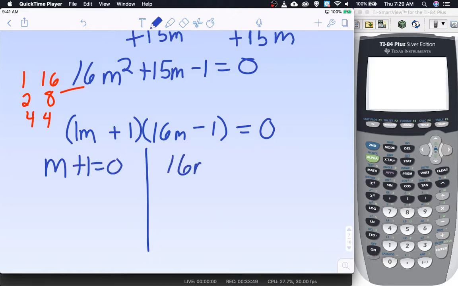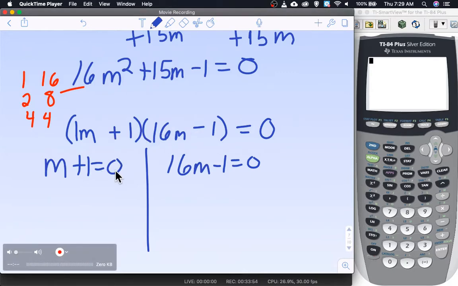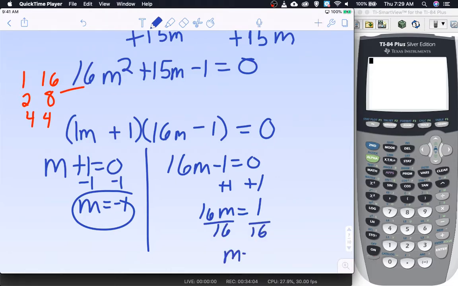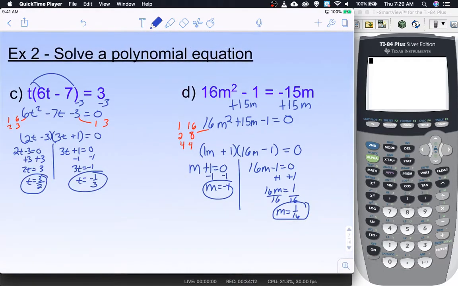Okay, now I'm using that zero product property and I'm setting both pieces equal to 0 and solving. So m equals a negative 1 if you subtracted 1 on both sides, and 16m equals 1, divided by 16, and m equals 1/16 on the other side. So there we have it. Hopefully by now you are getting quite familiar, and this is not too terribly hard. It's just an extension of what we were doing previously.